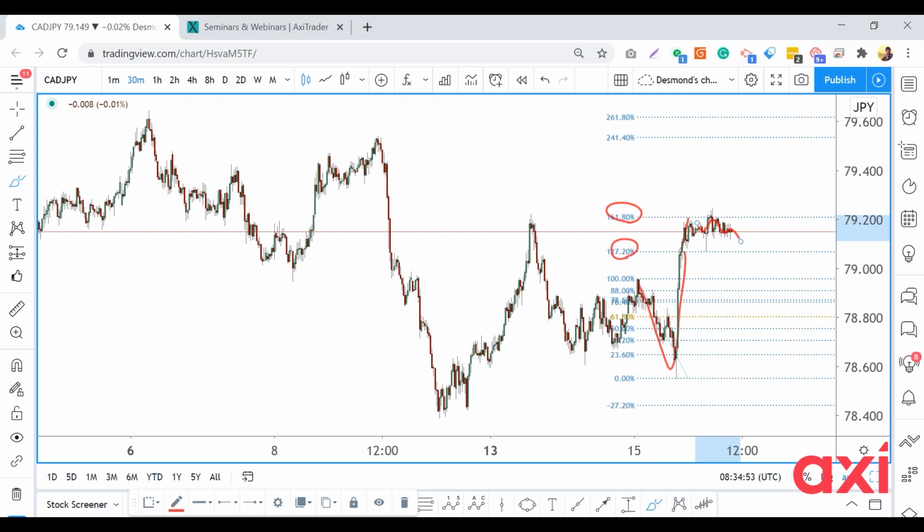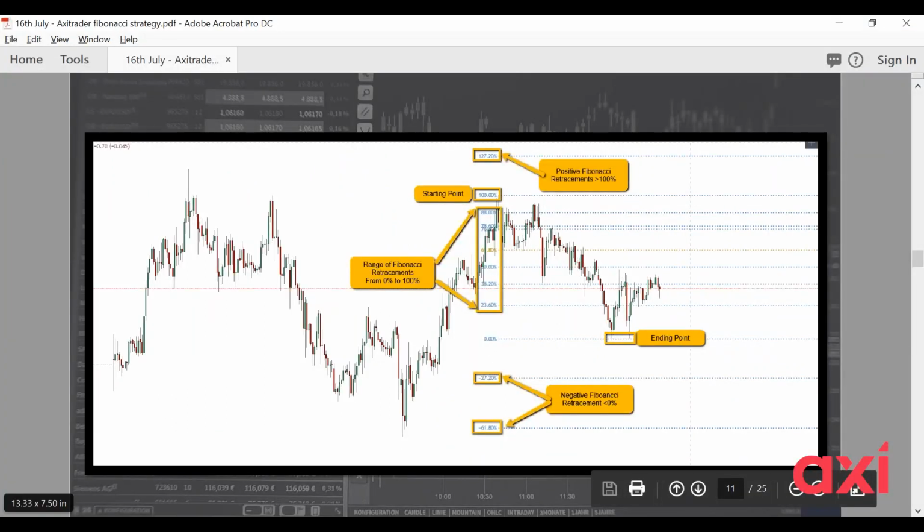Now that is the concept of what I call a retracement above 100%. All right, this retracement is above 100%. Now, what do I mean by Fibonacci confluence? Right, what do I mean by Fibonacci confluence? Let me see if I can pull up some of these things over here.